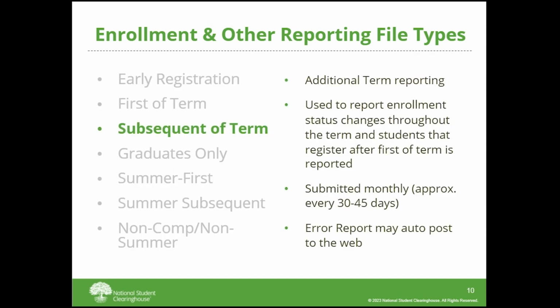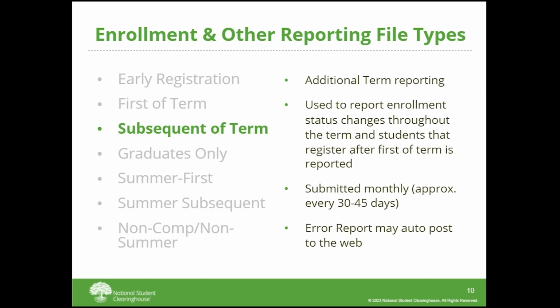After your first of term file has been processed, subsequent of term files are used to report enrollment status changes throughout the term. The clearinghouse recommends submitting enrollment files on a monthly basis and will typically recommend setting up the subsequent of term files to arrive 30 to 45 days from the previous file certification date. The error report for subsequent of term files may auto-post to the web before an analyst can perform an initial review of the file. Typically, schools will submit 3 to 4 subsequent term files per term.